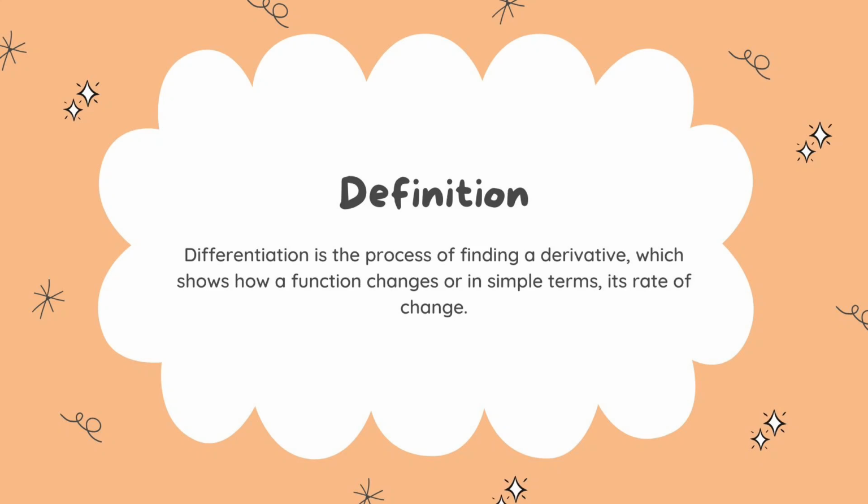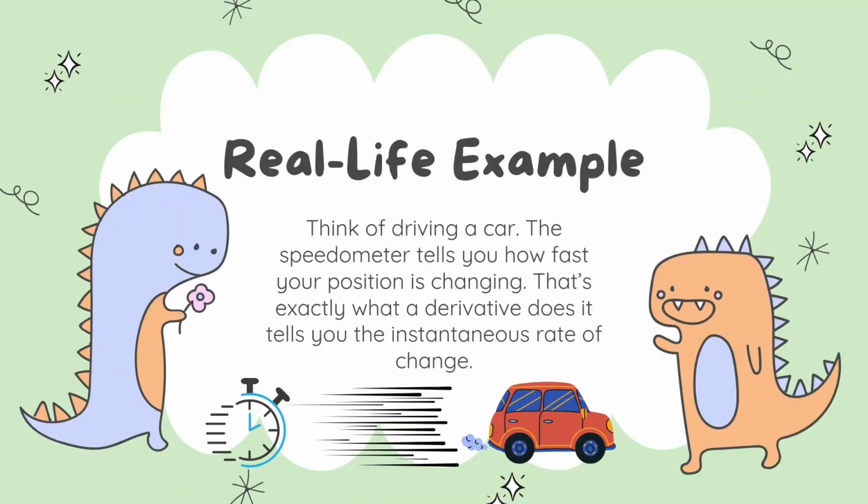Hi. In this video, we'll explain the basic idea of differentiation in calculus. The definition of differentiation is the process of finding a derivative which shows how a function changes, or in simple terms, its rate of change. Think of driving a car. The speedometer tells you how fast your position is changing. That's exactly what a derivative does. It tells you the instantaneous rate of change.